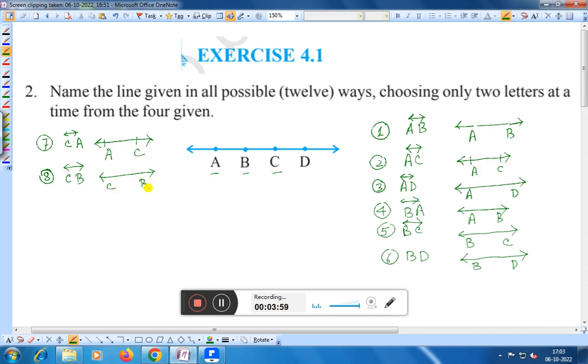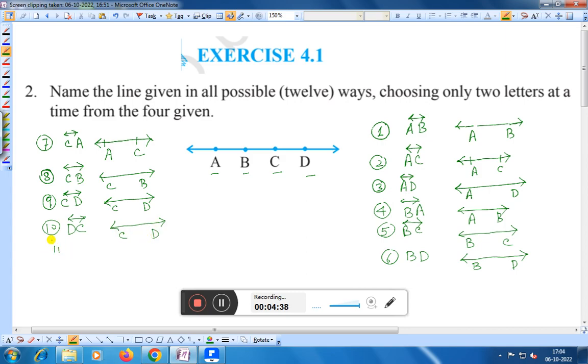CA, CB and CD. Number 9, CD. It will be like this. Here C and here D. Now we start from D. That is DC. How it looks like? Here C, here D, that is DC.